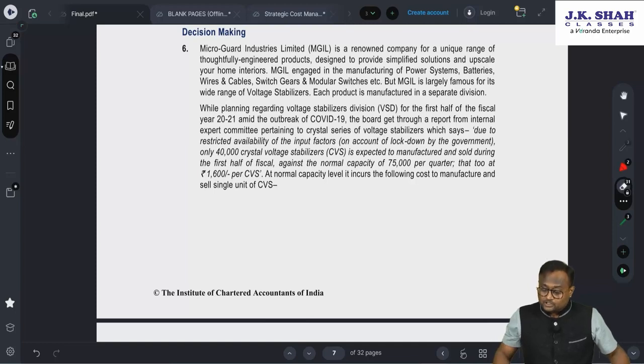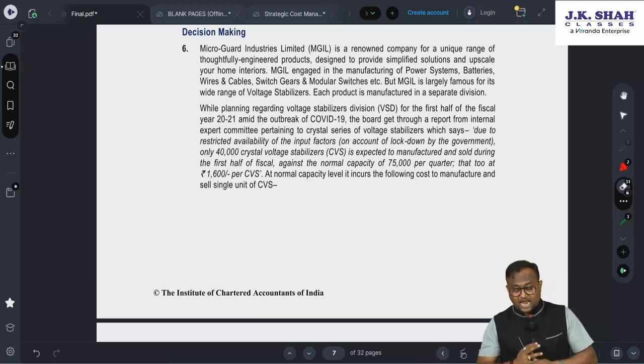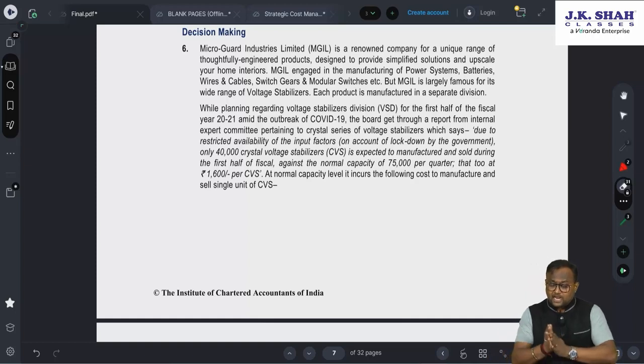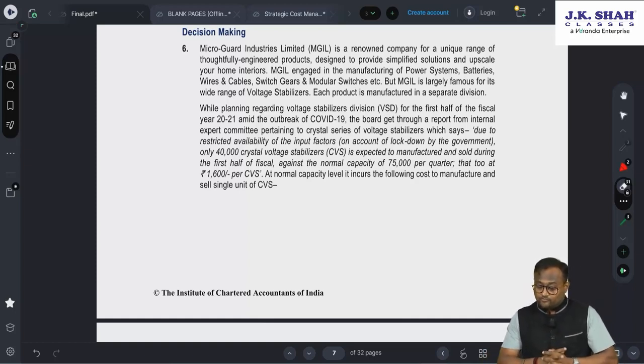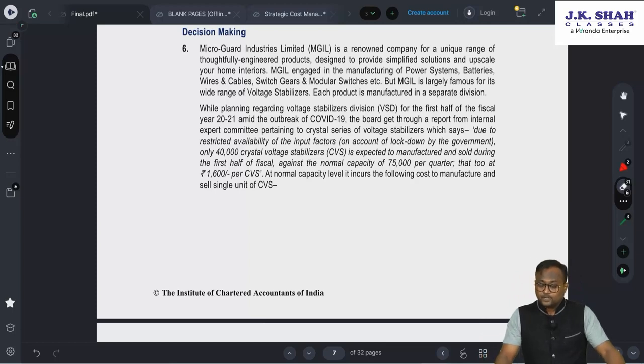MicroGuard Industries Limited is a renowned company for a unique range of thoughtfully engineered products designed to provide simplified solutions and upscale your home interiors. MGIL is engaged in the manufacturing of power systems, batteries, wires, cables and switchgears and modular switches, etc. But MGIL is largely famous for its wide range of voltage stabilizers. Each product is manufactured in a separate division.